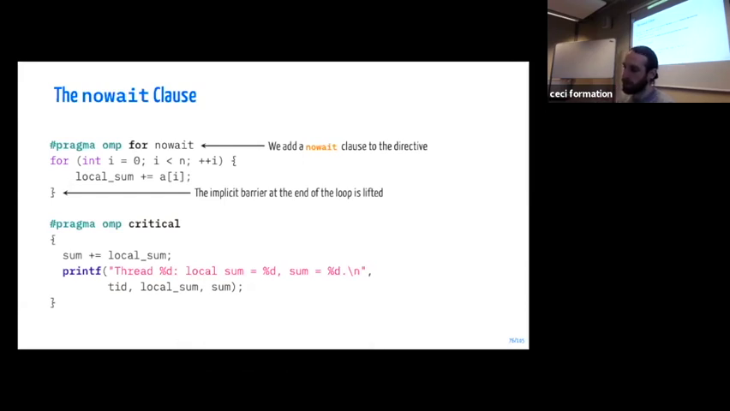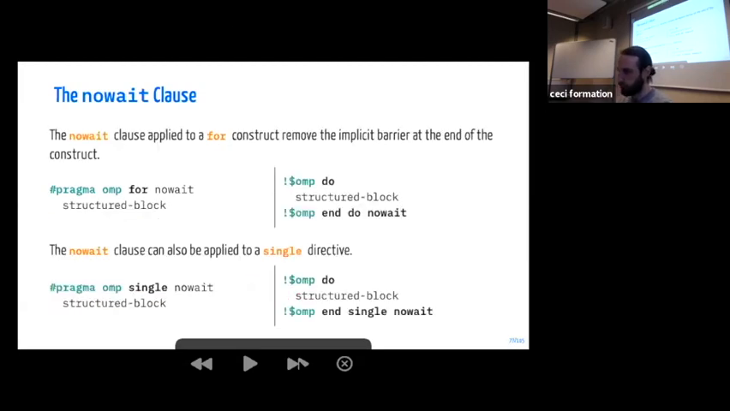So it's more interesting to lift this implicit barrier with a nowait clause and go directly to the critical section. The nowait clause can be applied to remove the implicit barrier for a for directive, as well as a single directive. If you want, you can also remove the implicit barrier at the end of the single directive.